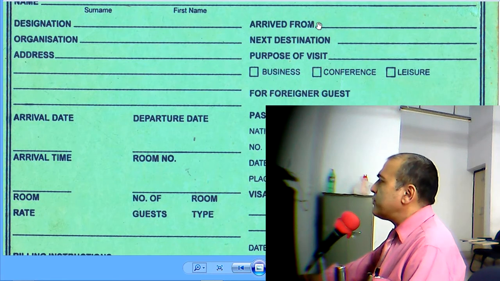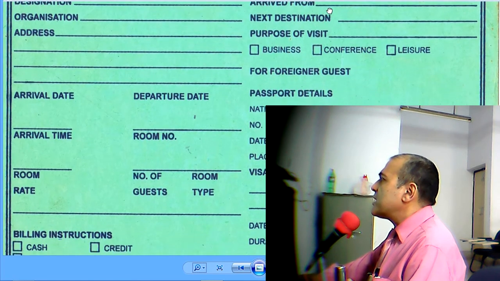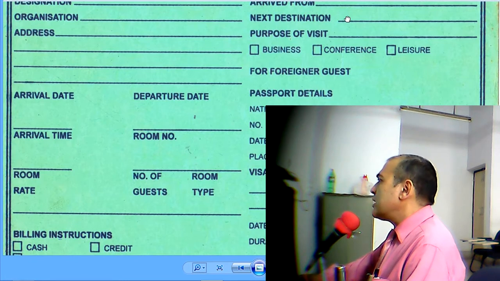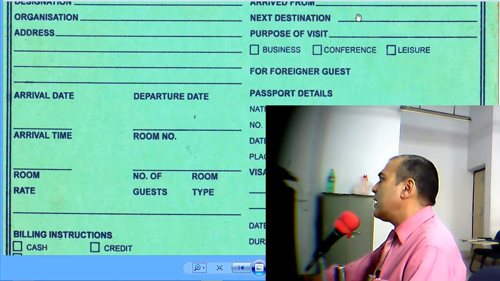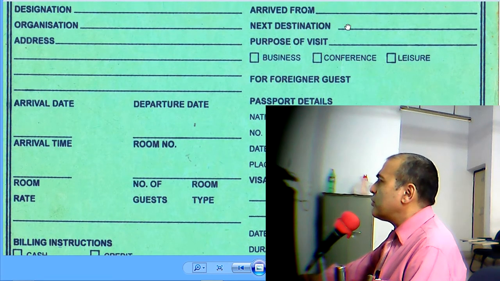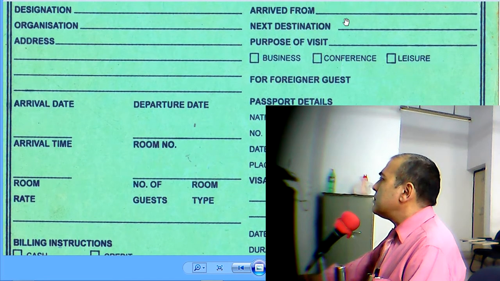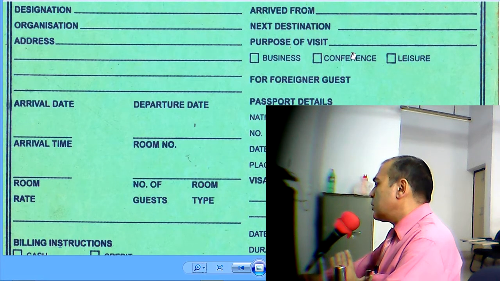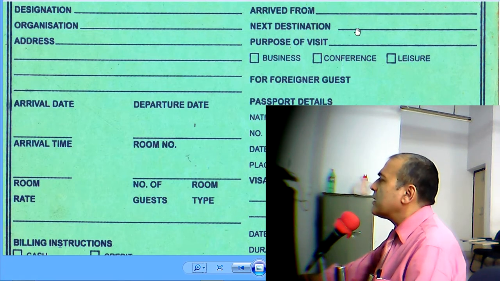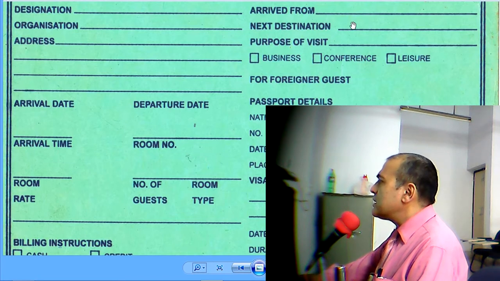This entry here is arrived from, where is he coming from, which place, which town he is coming from, and next destination is where is he going to. For normal people, this is not an issue, but for criminals and frauds, this becomes very important for police to find out. And if somebody is not of good legal standing, good moral standing, then discrepancies may be found in their details. And these discrepancies are which enable the police to catch hold of these criminals.